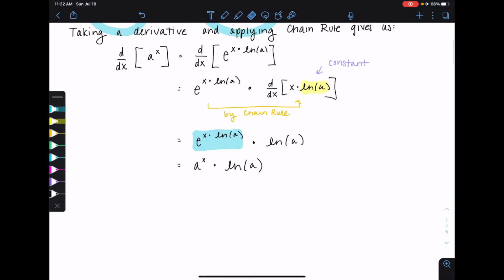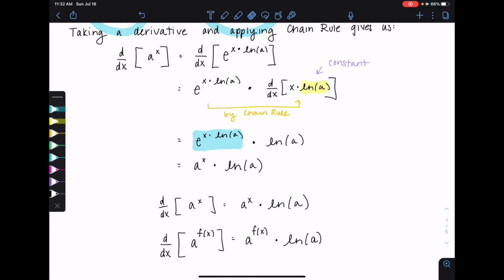So in general, if you want to take the derivative with respect to x of a to the x, you get a to the x, but you have to multiply by the natural log of the base as well. So if you have a function in the exponent, you're going to get exactly the same thing back. Then you times by the natural log of the base, and then because you have a function inside there, you've got to multiply by the derivative of that exponent.